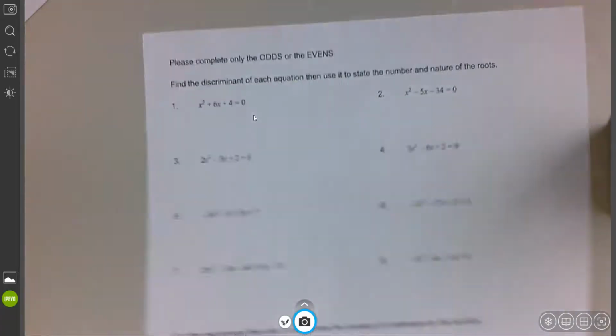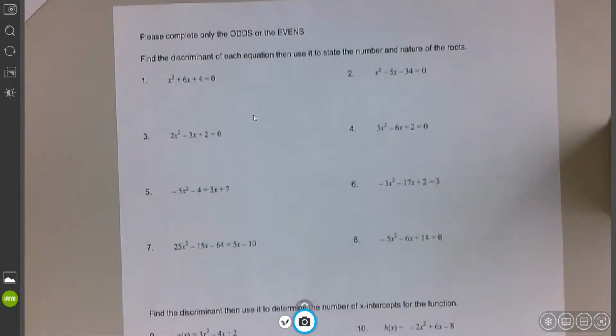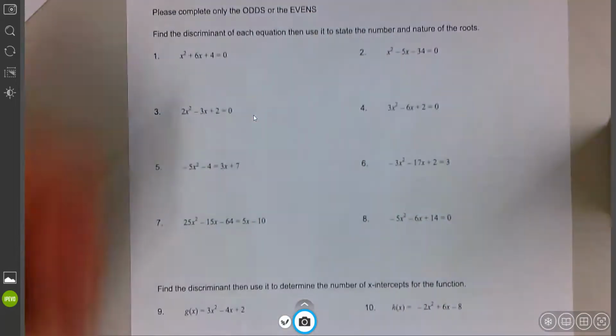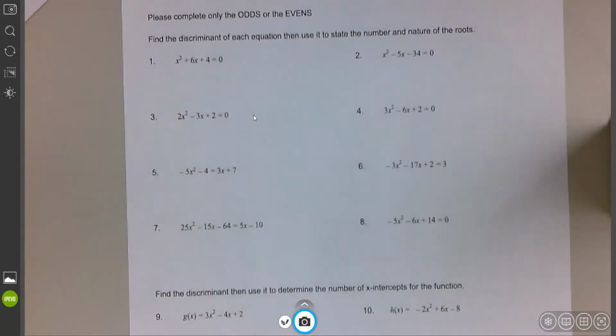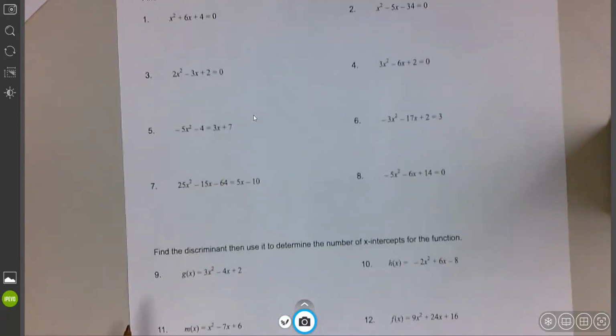Okay. Finally, the back. I want you just to do the odds or the evens. You do not have to do them all. A little choice here. You decide which column you want to work down. And we're just going to practice this. We're going to find the discriminant. And then you're going to tell me what that means about how many and what type of roots there are. I am going to do magical number 6.